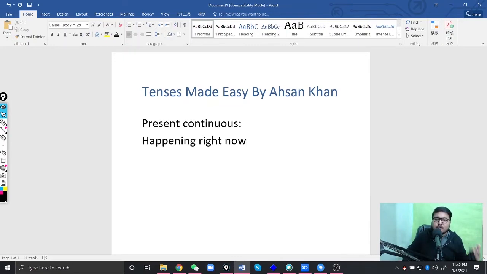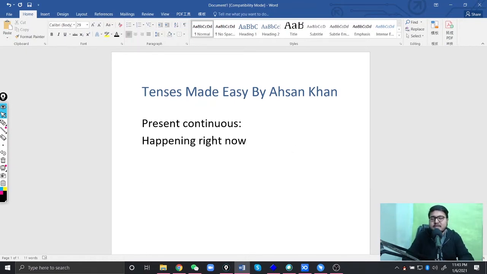For example, what am I doing right now? I am speaking. I am speaking a sentence. Okay, so this is what I'm doing right now. Let's say I'm waving. So I will say, I am waving my hand. Okay, let's say if I'm writing, so I will say, I am writing. So present continuous just tells you something that is happening right now.